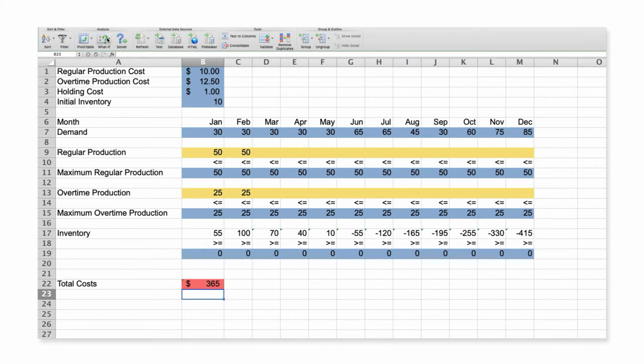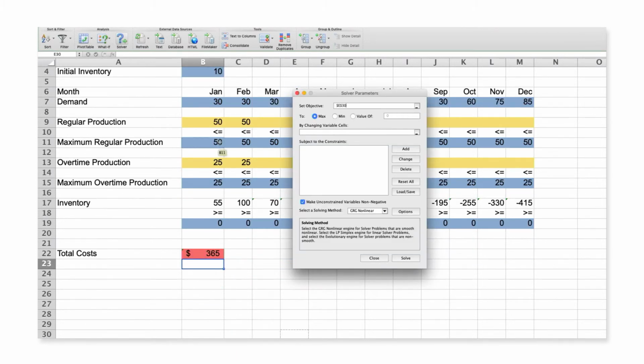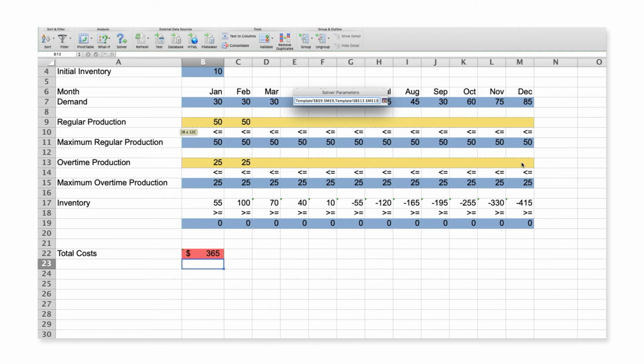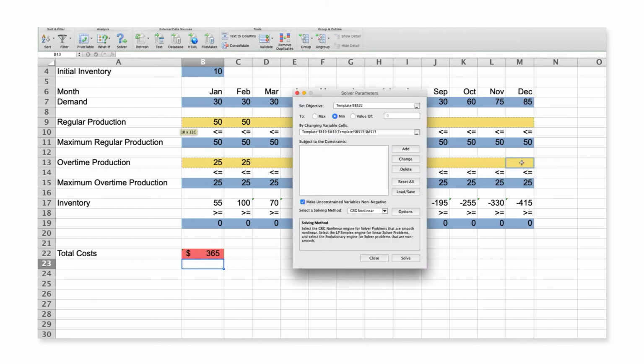Data, solver. The objective is down here. I want to minimize, these are costs. I have the decision variables here, which are going to be these yellow cells, and they're separated. So depending on what computer you have, you have to either hold command or control to put them all into the box.